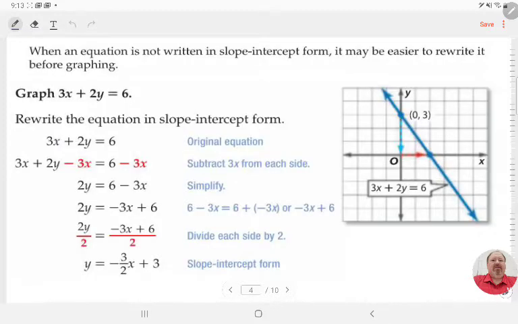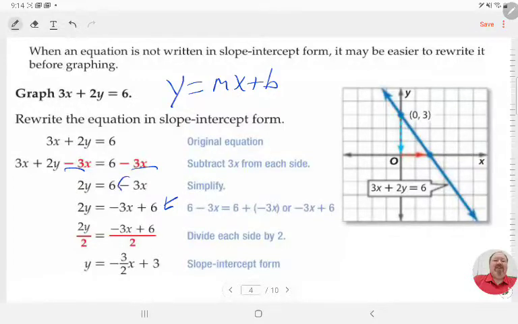All right. So when an equation is not written in slope-intercept form, it may be easier to rewrite it before graphing. So for example, we are to graph 3x plus 2y equals 6. Well, we could write that into slope-intercept form by getting it to y equals mx plus b. We know we need the y by itself, so we're solving for y. So we would subtract 3x from both sides. 3x minus 3x is 0, so that leaves me with 2y. And then 6 minus 3x is just 6 minus 3x. We could rearrange that to help us look more like the slope-intercept form and put 2y equals -3x plus 6.